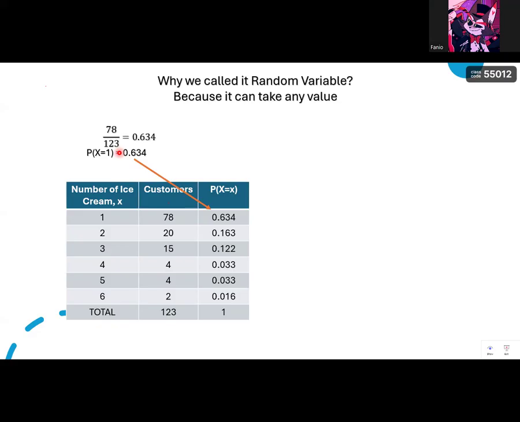Probability of a random variable. What is the random variable? The number of ice cream. The probability that a customer comes and buys 1 ice cream. That is 0.64. Okay, so that's how you read it. P of x equals to 1 is the probability that a customer comes in and buys 1 ice cream. Why is that? Because you already defined x as the number of ice cream that a customer will buy.